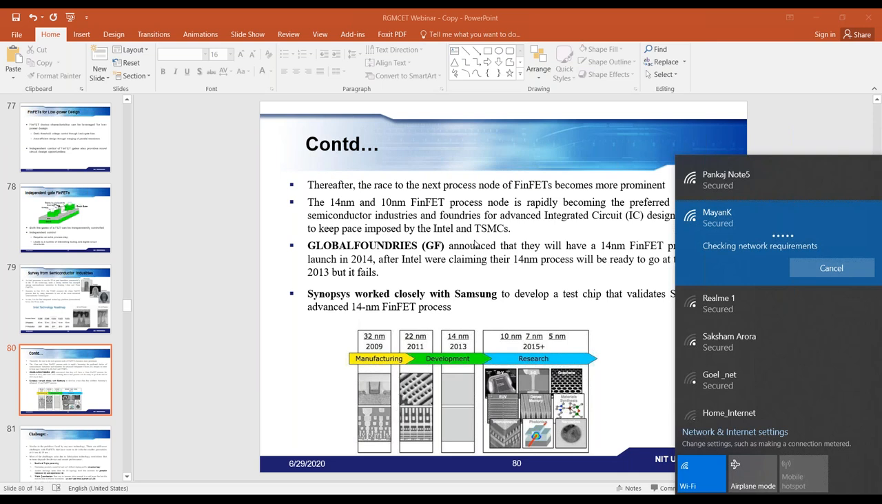So these are the basic recent work. I have discussed that you have to establish a fine balance between the two goals, that is the short channel effect and the parasitic resistance.